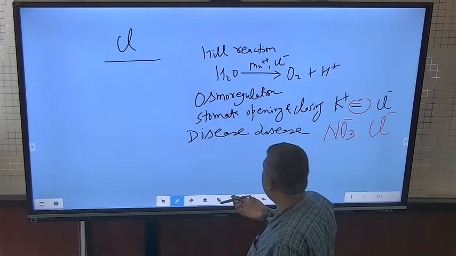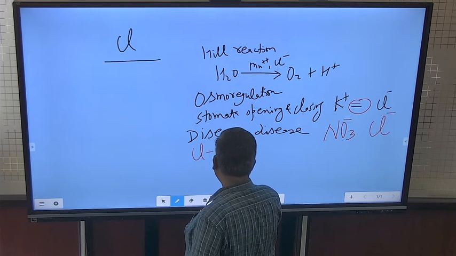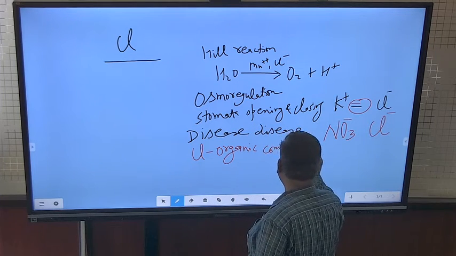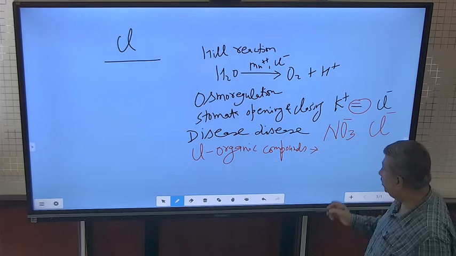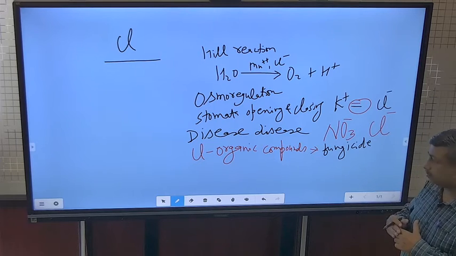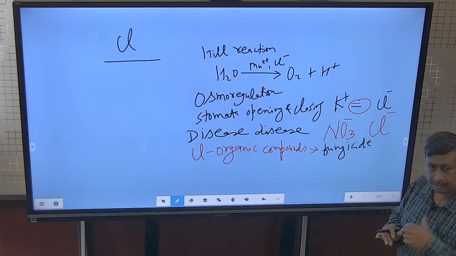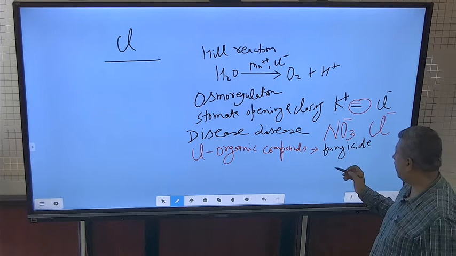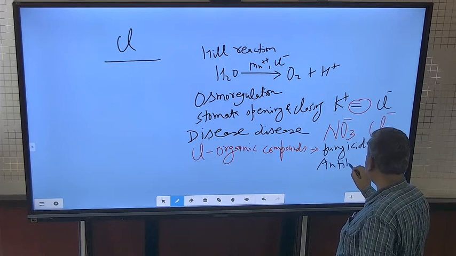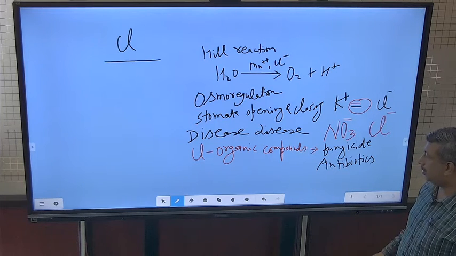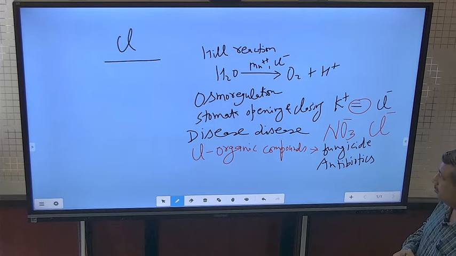Another important point is that chlorine makes chlorinated organic compounds in the plant, and these chlorinated organic compounds act as a fungicide, so fungal infection is checked. This may also be one of the reasons for disease suppression. One reason is competition with nitrate. Another may be the formation of chlorinated organic compounds that act as an antibiotic. So this is the important role of chlorine in the formation of chlorinated organic compounds. This is a very important role of chlorine.